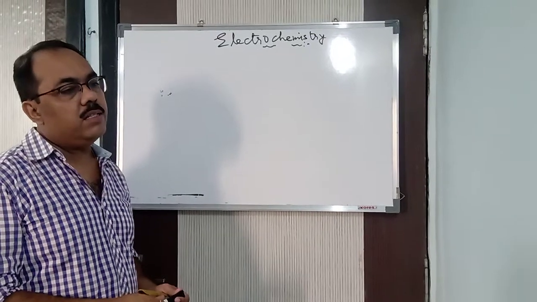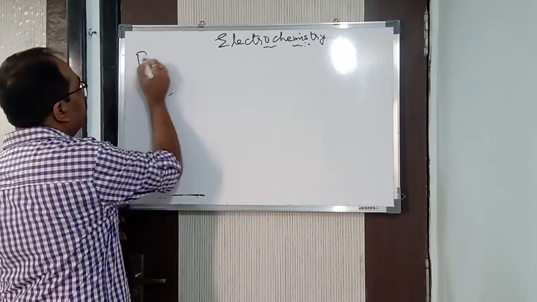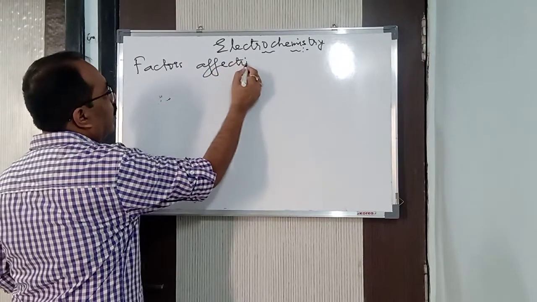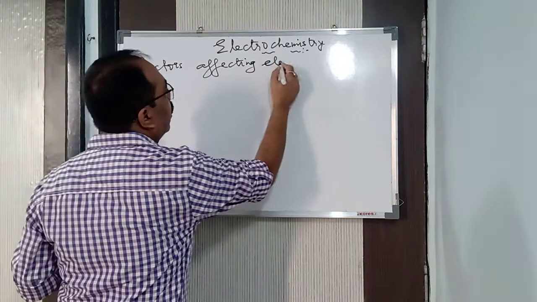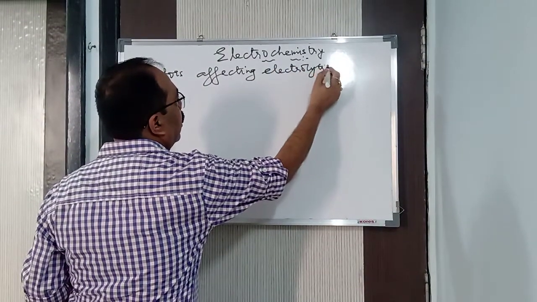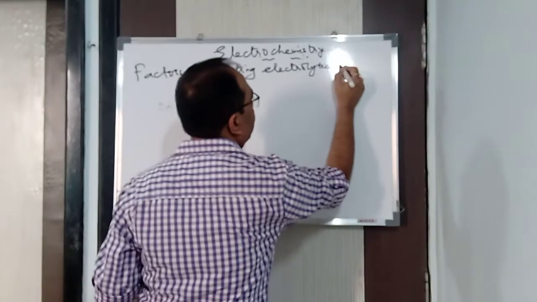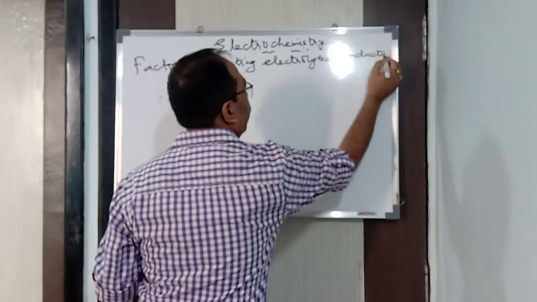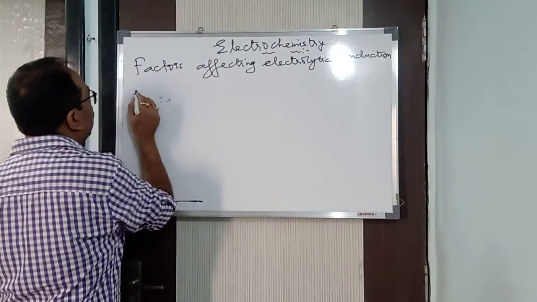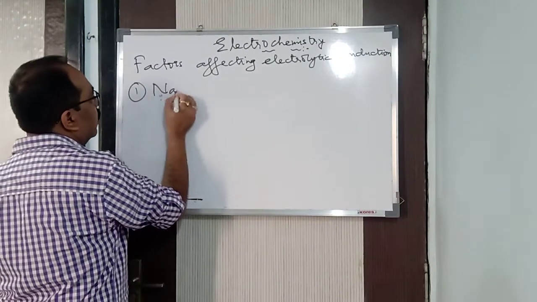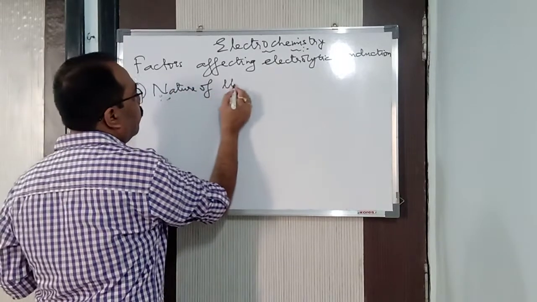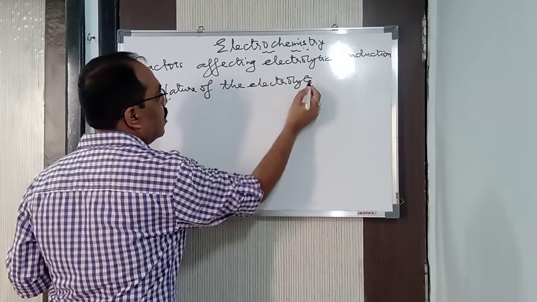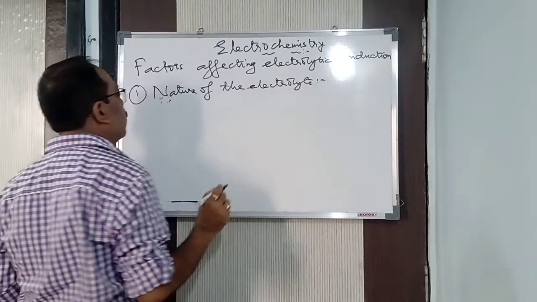Now we'll see the factors affecting electrolytic or electrochemical conduction, whatever it is. What are the factors necessary? The first is the nature of the electrolyte. Just now I was talking to you about the nature of the electrolyte.